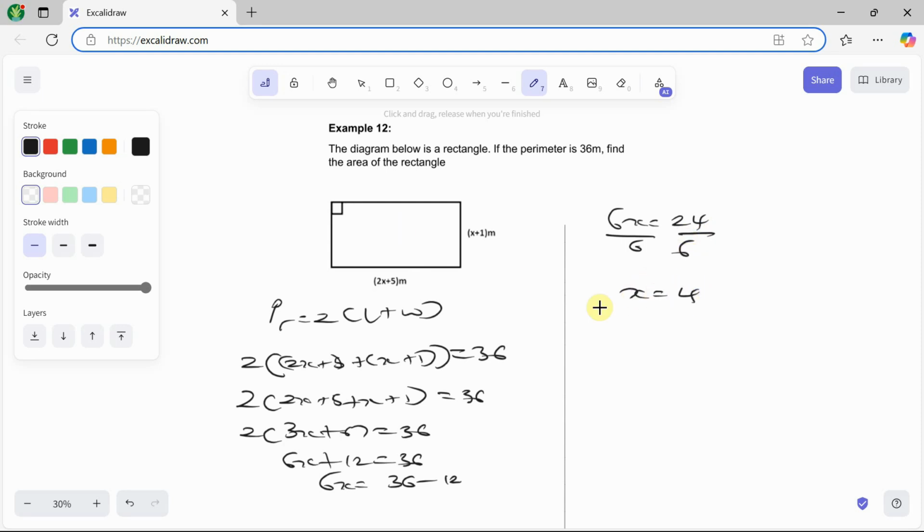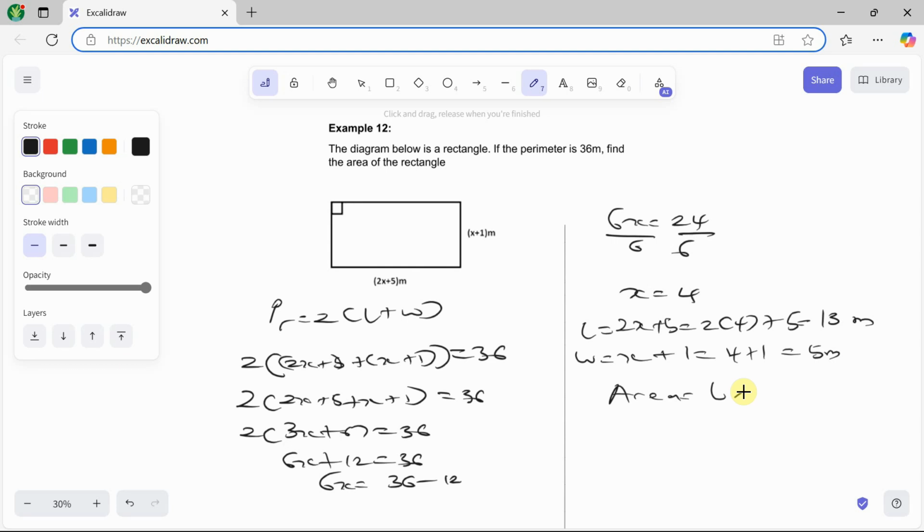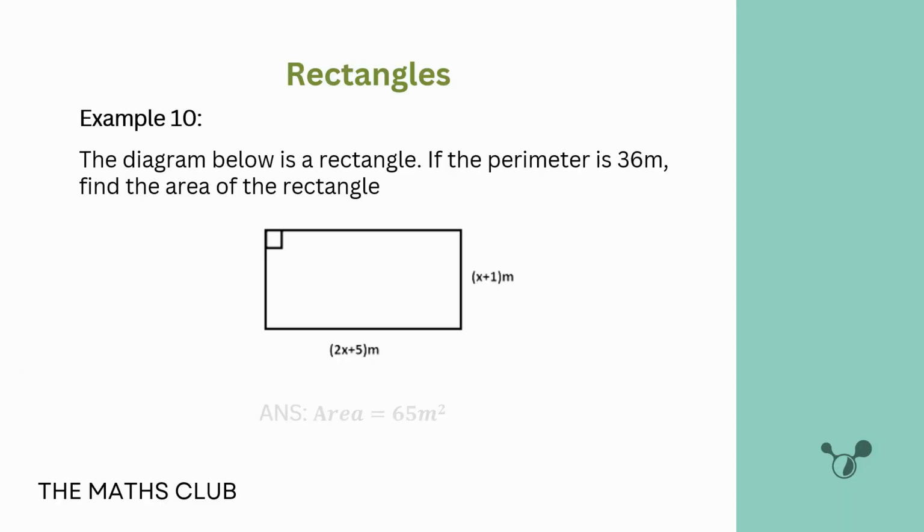So if my x is equal to 4, then that means the length, which is 2x plus 5, will be equal to 2 open brackets 4 plus 5, that is 8 plus 5, which is 13 meters, and then my width is x plus 1, which is 4 plus 1, which is equal to 5 meters. So my area is length times width, which is 13 times 5, which is 65 meter square. So these are answers to this particular question. Let's see if we're correct.